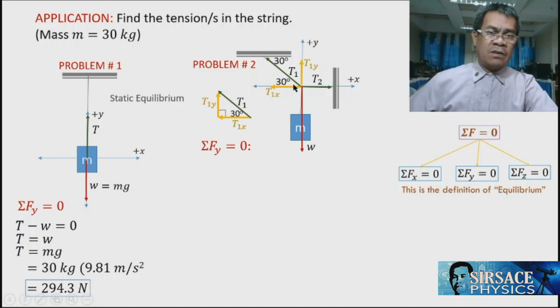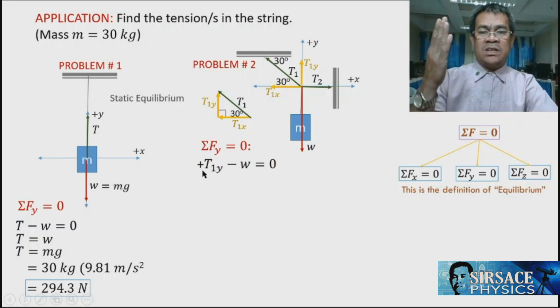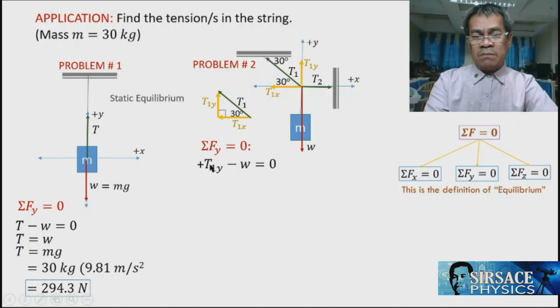Look at the figure now. We can ignore this T1 because the image of T1 was replaced by T1x and T1y. So consider only the yellow, the components of the image. So the forces along y, we have only two, weight downward and the T1y, and this is positive. So sum up everything along y. T1y is positive because this is upward.